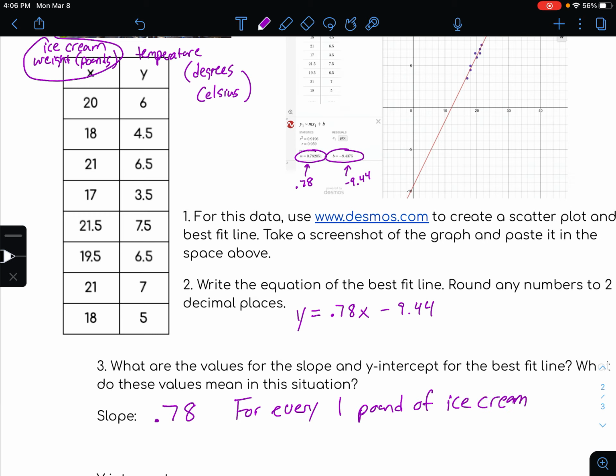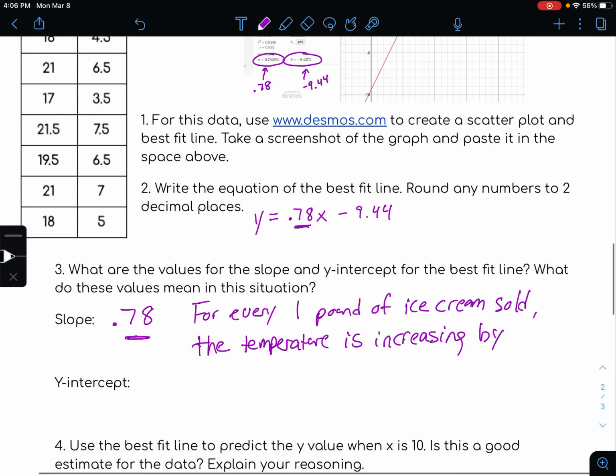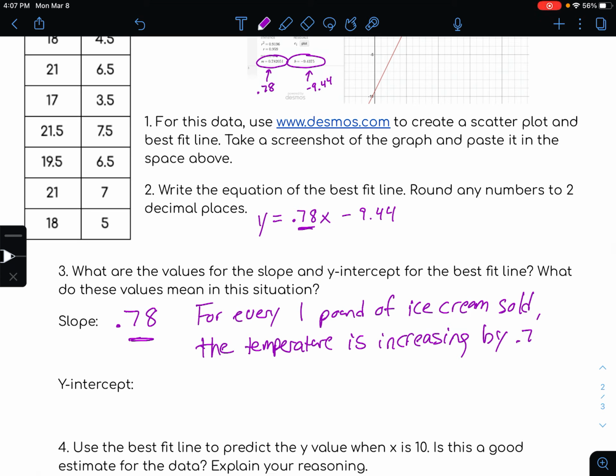of ice cream sold, what is happening to the y? And the y is positive. It's positive 0.78, so the y is increasing by 0.78. And what is the unit here? It's the temperature. The temperature is increasing by 0.78 degrees Celsius.